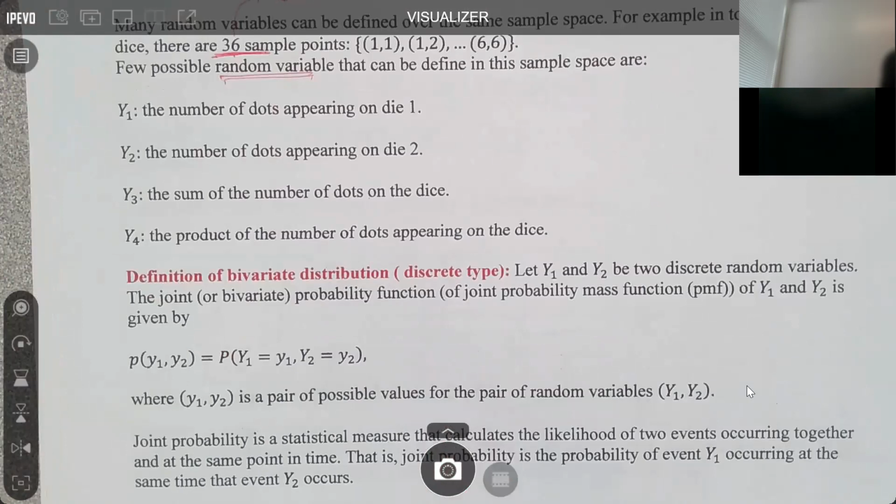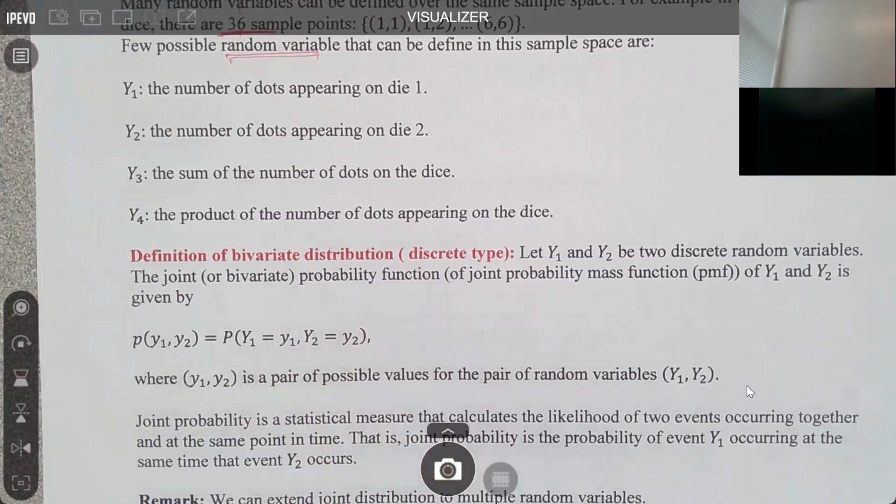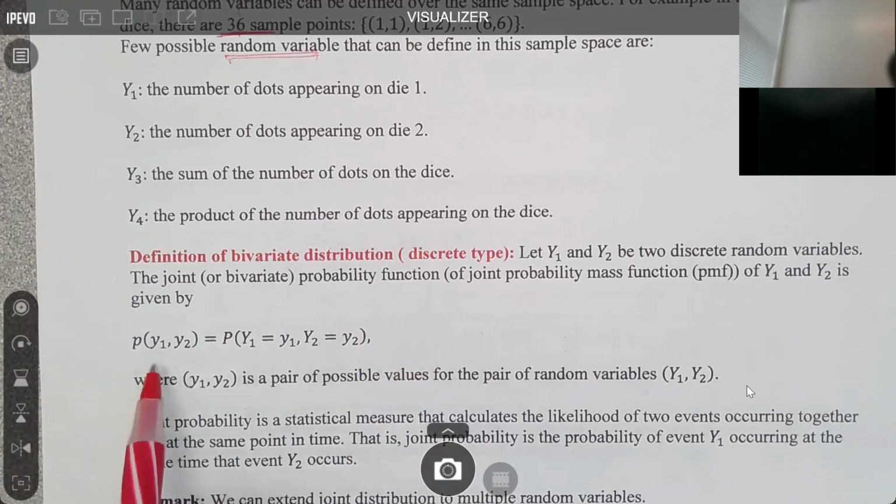Now, the definition of the bivariate distribution, discrete type. We start with the discrete case, and the continuous case is the same thing, but we replace summation by integration, right? Summation by integration. And some notation: in the discrete case we denote by P, and for the density we denote by F, right?